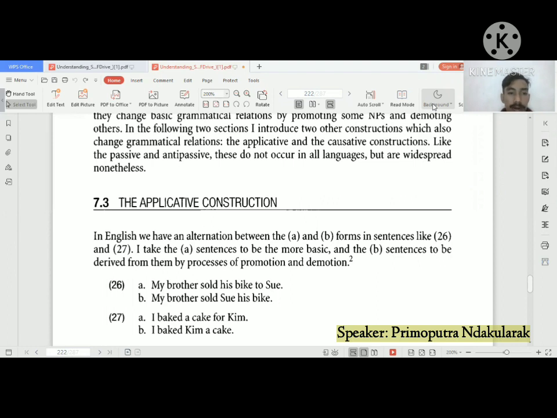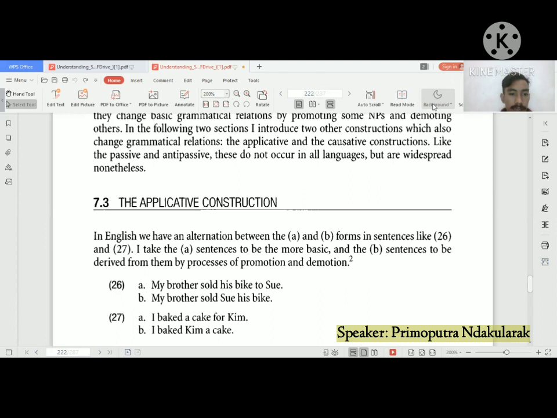Now I want to tell you about the applicative construction. In English, we have an alternation between the A and B forms in sentences like 26 and 27. I take the A sentence to be the more basic and the B sentence to be derived from them by a process of promotion and demotion.